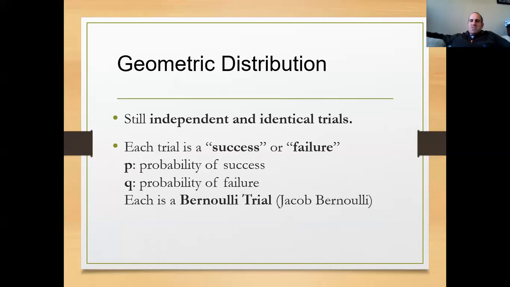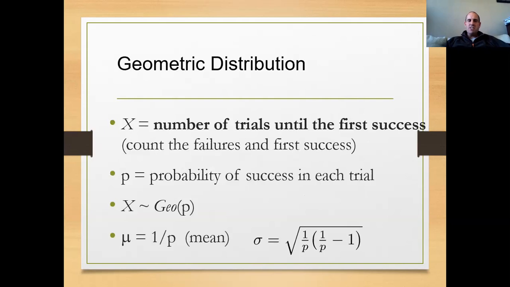Well, I'm still doing these independent Bernoulli trials, and each trial is identical to any of the previous ones. Every single one of the trials either results in success or failure, just like was true for the binomial. P is the probability of success, Q is the probability of failure. So same sort of setup as the binomial, but this time we keep track of something different.